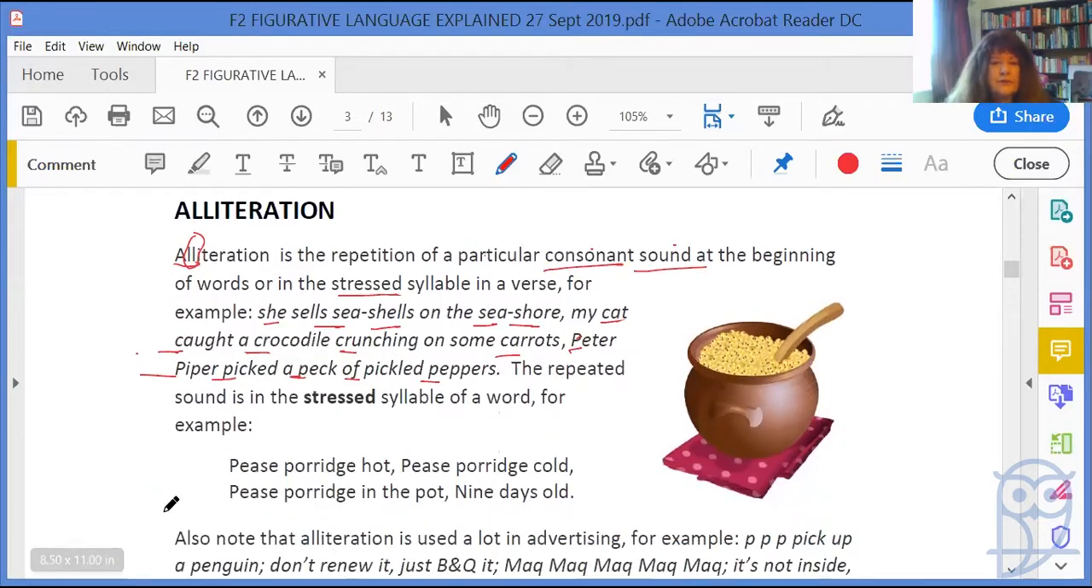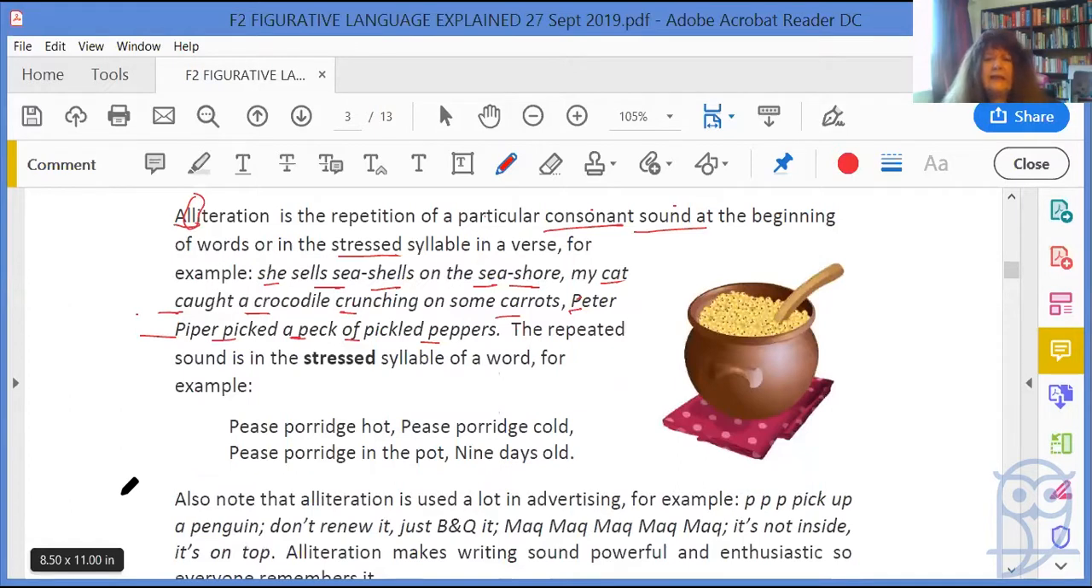Let's look at a little verse from when you were a little young child, from your nursery rhyme days. The repeated sound is the stressed syllable of a word. Peas porridge hot, peas porridge cold. Peas porridge in the pot, nine days old. Okay, so you've got again your P sound here. Peas porridge.